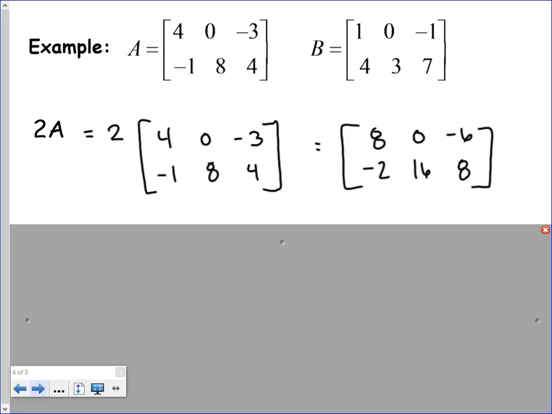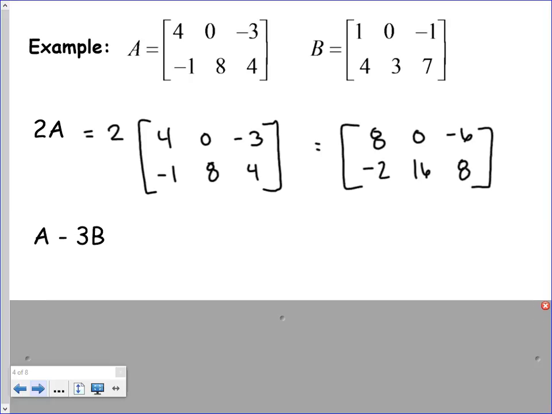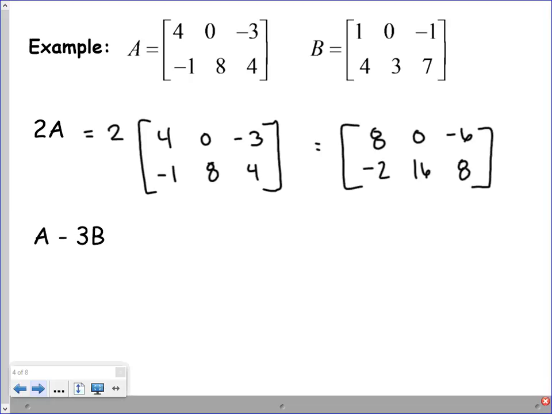Pretty simple, yes? Okay, so combining that idea with what we talked about for addition and subtraction, could you please work on A minus 3b for me, please? In your notebook. A minus 3b.